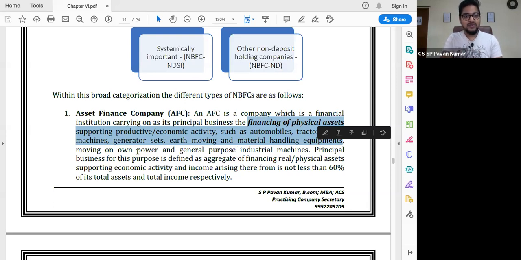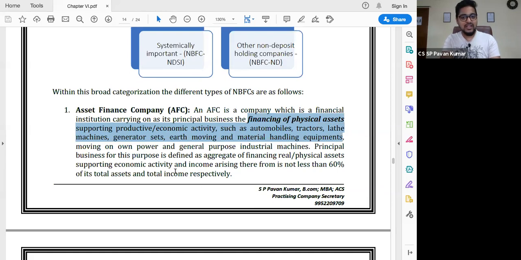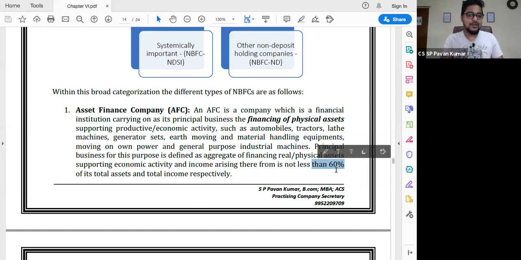The principal business for this purpose is defined as the aggregate of financing the real or physical assets. And here what they're saying is it's not a 50-50 test, it should be a 60-60 test. Only then will this company be classified as an asset financing company.